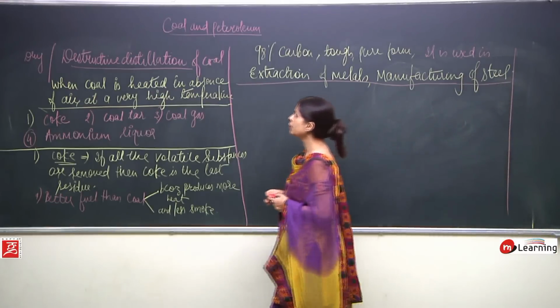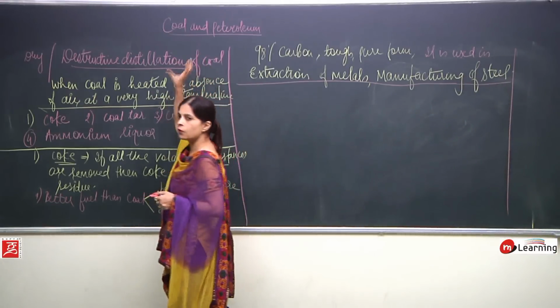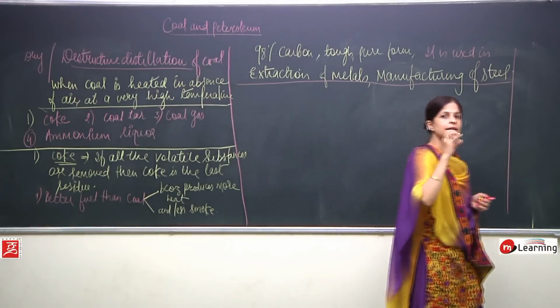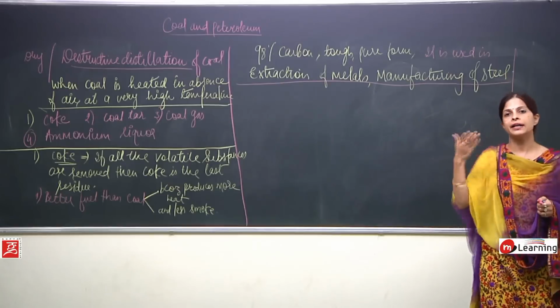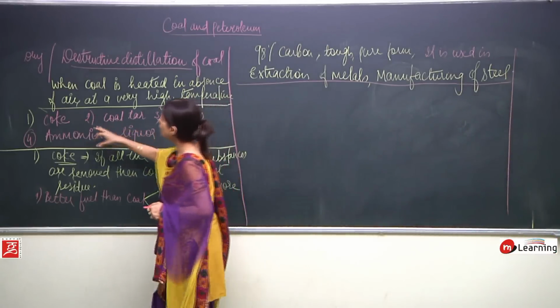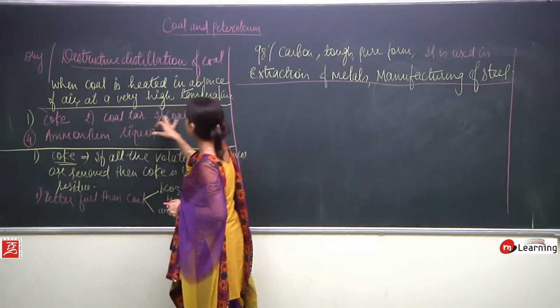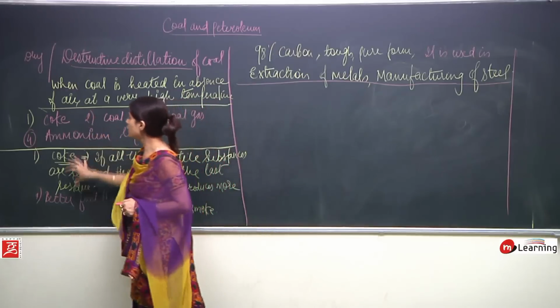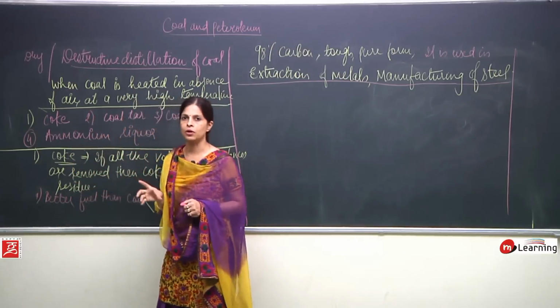So what are we studying? We are studying destructive distillation of coal. What is the meaning of destructive distillation? To heat the coal in absence of air at very high temperature. Different things will be formed: coke, coal tar, coal gas, and ammonium liquor. Just now we have discussed coke. Understood?